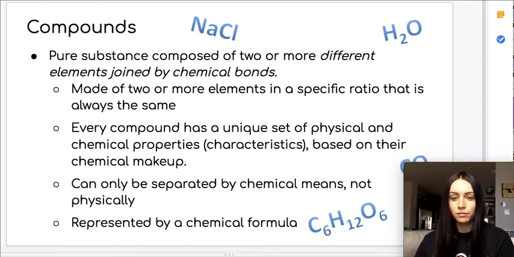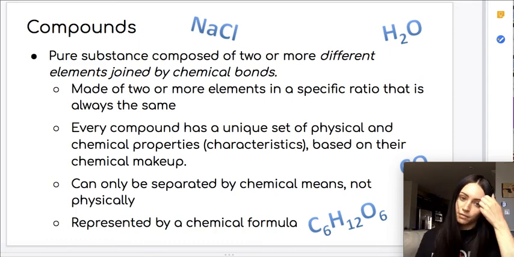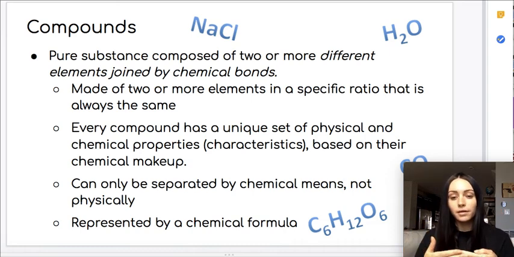What do I mean by a specific ratio that is always the same? We're going to look at an example to make that make sense. If we think about water, H2O, a ratio is simply a comparison of the amount of one thing to another. In order for the compound to be water, there needs to be two hydrogen atoms and one oxygen atom. It must always be a 2-to-1 ratio, or it is no longer water. So that is what we mean when we say they are always made of two or more elements which come together in a specific ratio, which is always the same for that compound.